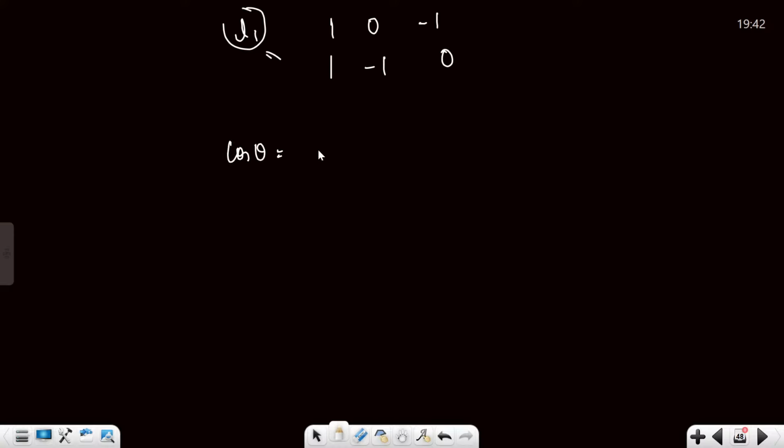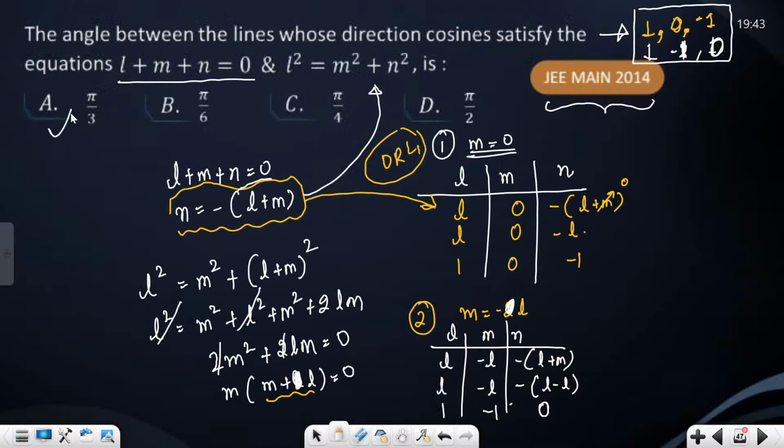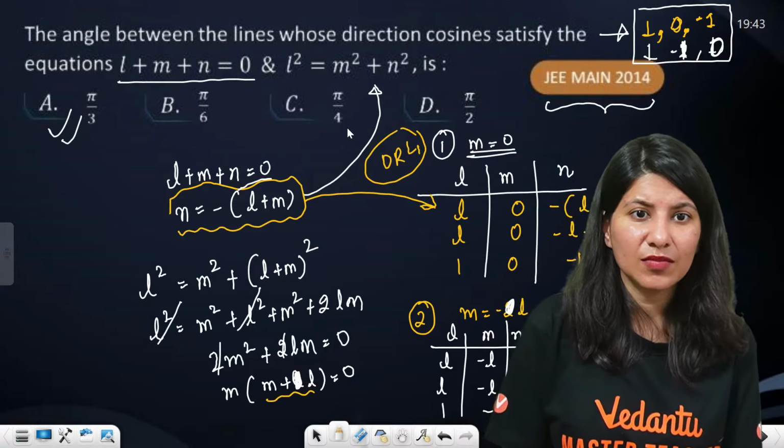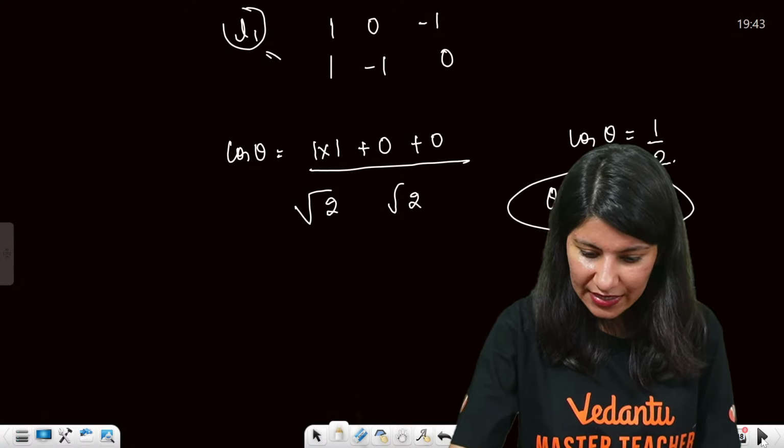Now cos theta will be 1 into 1 plus 0 plus 1 into 0, upon square root of 2 into square root of 2. Cos theta is coming out as 1 by 2 guys. The moment you see 1 by 2, cos theta is 1 by 2, that means theta is 60 degrees or pi by 3. So the answer of this question is pi by 3, option A, guys. You were saying option C, but that's incorrect. Option A is correct. Have a look. Let me know if this is clear.